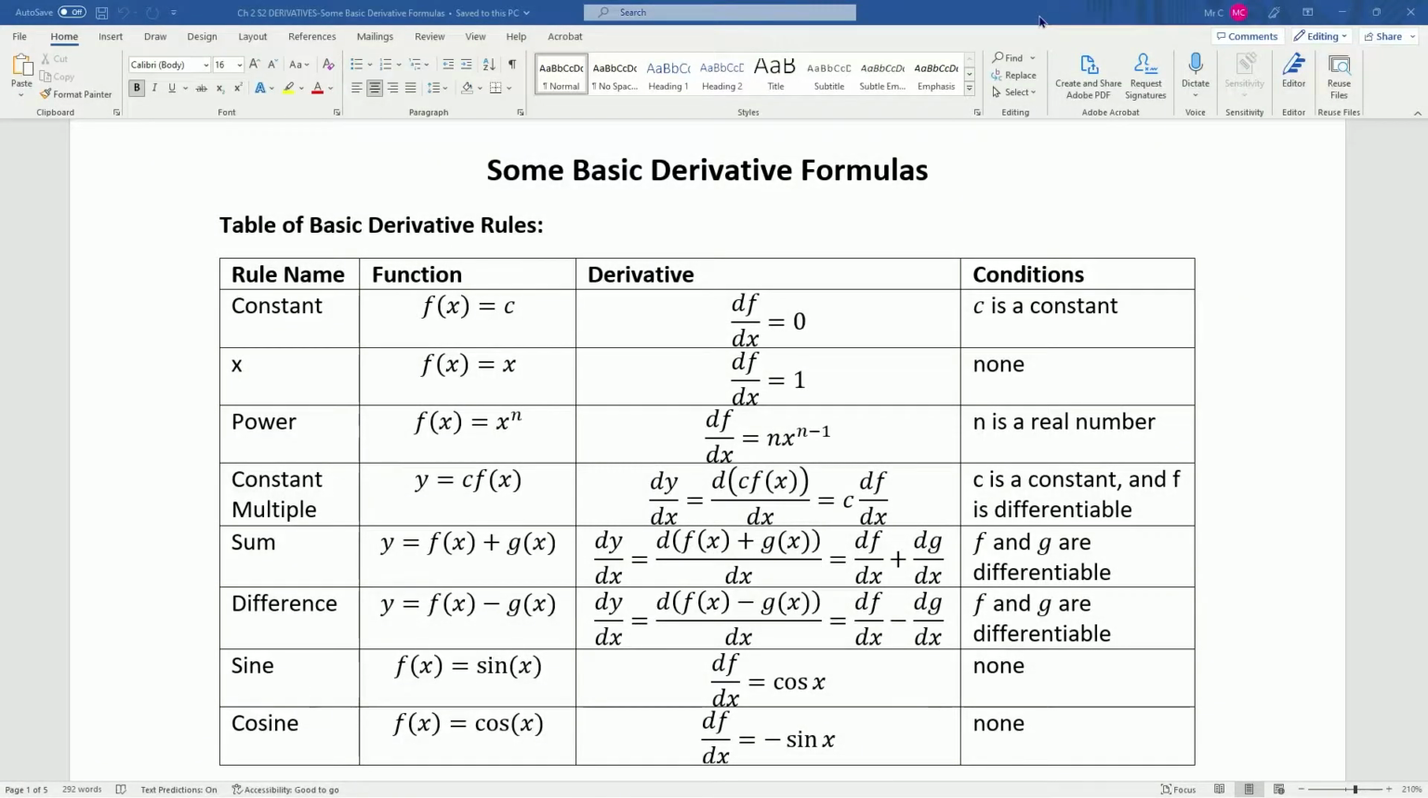Hello everybody and welcome to our video on some basic derivative formulas. These are just going to be our initial derivative rules. They're going to give us some tools to work with to solve problems.